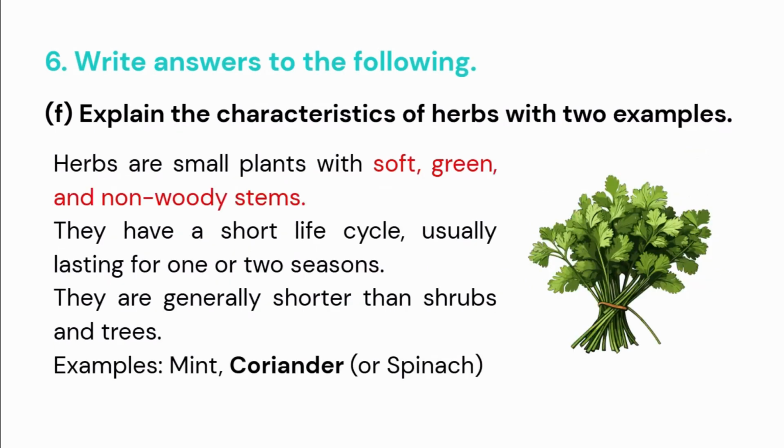Next one, explain the characteristics of herbs with two examples. Herbs are small plants with soft, green and non-woody stems. They have a very short life cycle of a few months, usually lasting for one or two seasons, not years. They are generally shorter than shrubs and trees. Examples are mint, coriander or spinach.